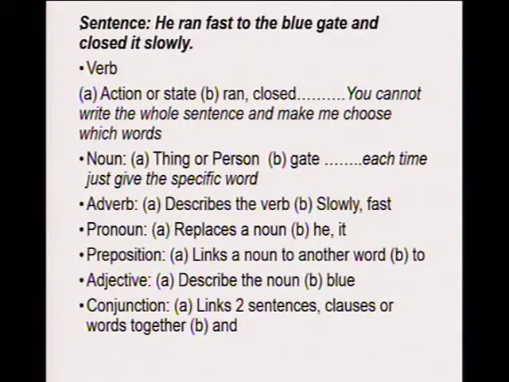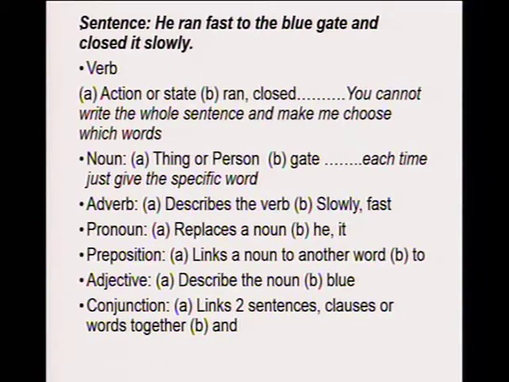The sentence, I will always give you a sentence. He ran fast to the blue gate and closed it slowly. Then I ask you a verb. A verb, the definition of the verb is it is an action or a state. And the two verbs is ran or closed. You cannot write the whole sentence and make me choose which words.